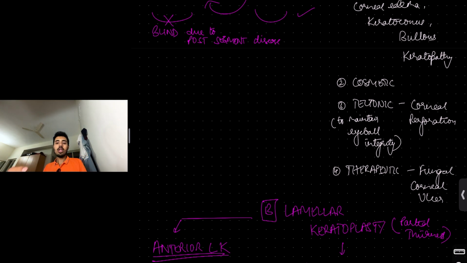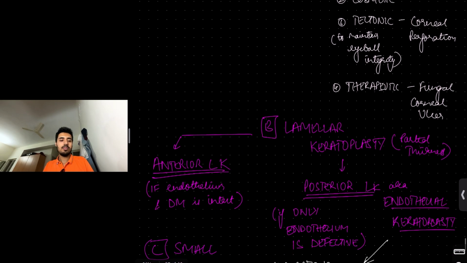Then you also have therapeutic indication. For example, the patient has a fungal corneal ulcer or any non-healing corneal ulcer. Whatever you give, it is not healing. You do surgical debridement, nothing, it's not healing. So then it goes for therapeutic indication.